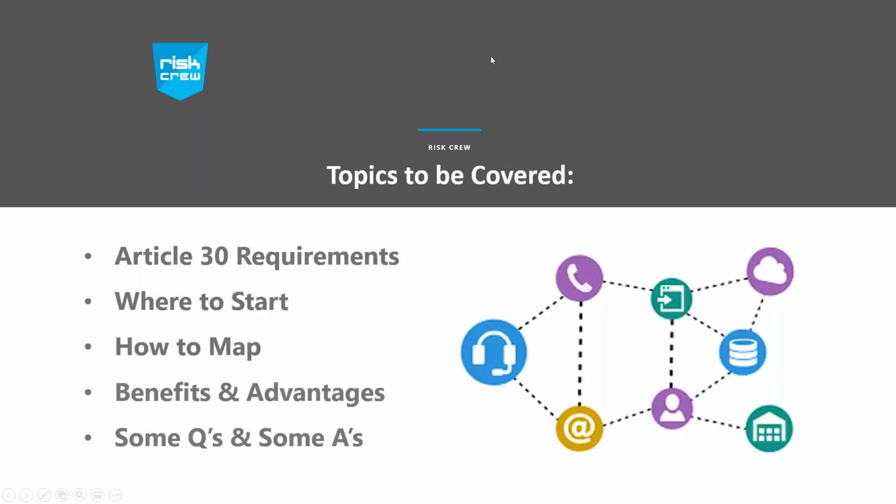So the topics we're going to be covering today are Article 30 requirements. And of course, by Article 30, I mean GDPR, which you're probably all aware of. That's Article 30 of the GDPR, and it lays down some specific requirements. We're going to be covering where to start with the mapping, how to map, the benefits and advantages, and then we'll have some time at the end for some questions and answers.